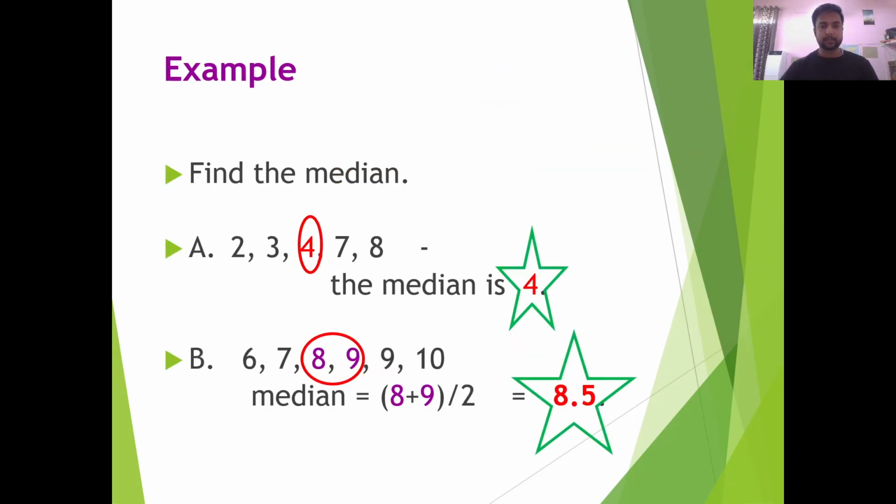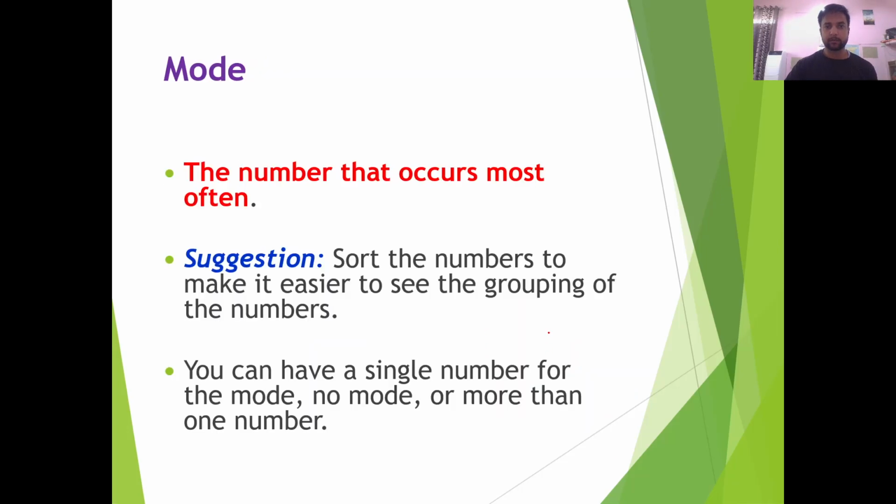Let us solve some examples. This is basically for the odd number, and this is for the even number. So you can find these out on your own.